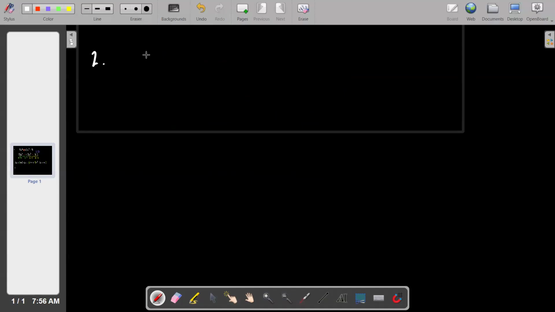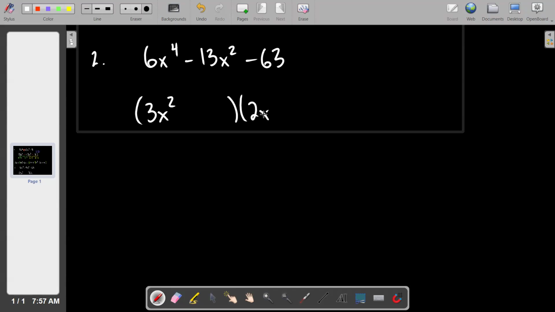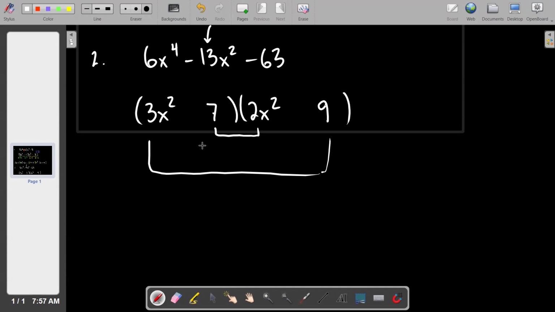Problem two is 6x to the fourth minus 13x squared minus 63. So this one requires a little bit of experimentation. I'm not going to sit here and go through the experimentation process with you. Time's a ticking. So I am going to just put these, and then I know I need a 9 and a 7. If you put the 9 across here, you build a 27. And if you put the 7 here, you build a 14. And 27 and 14 make 13, provided, of course, that one of them's negative, which it will be.